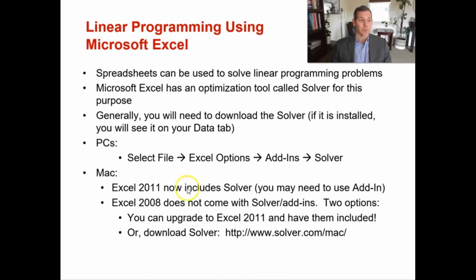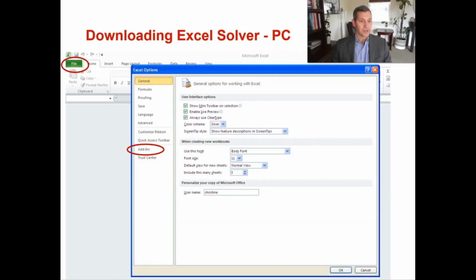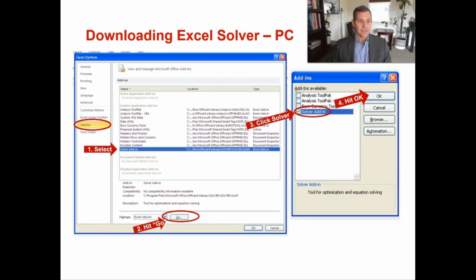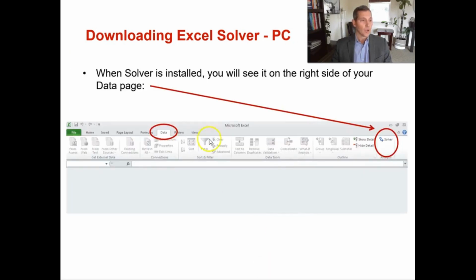So again, it's pretty simple. We're just going to go to Select File, Excel Options, Add-ins, and Solver. So what that looks like, depending on the version of Microsoft Excel that you have, you go to File, you go to Add-ins. After you go to Add-ins, another screen will pop up. You click Solver Add-in, then hit Go. It will ask you again for the solver add-in, and then you click OK. Then, when you go to the Data tab, you will see solver on the far right-hand side.